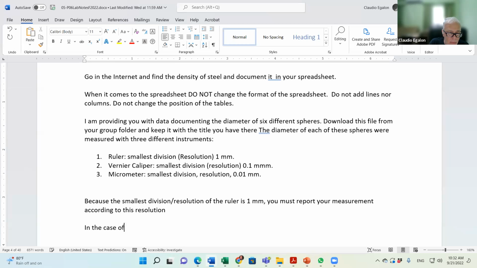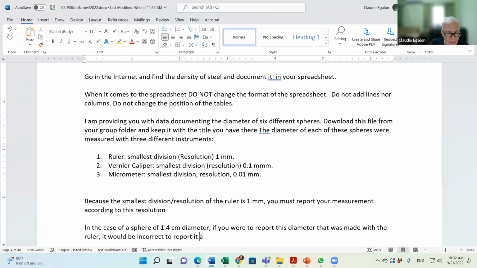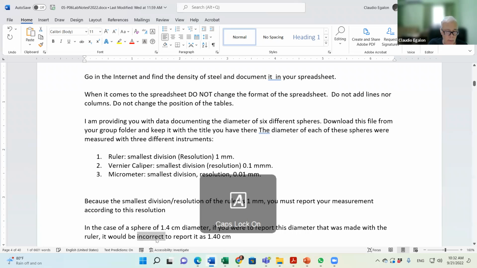In the case of a sphere of 1.4 centimeter diameter, if you were to report this diameter, this value, this diameter that was made with the ruler, it should be incorrect to report it as 1.40 centimeters. You cannot do that. It'd be incorrect to report it.